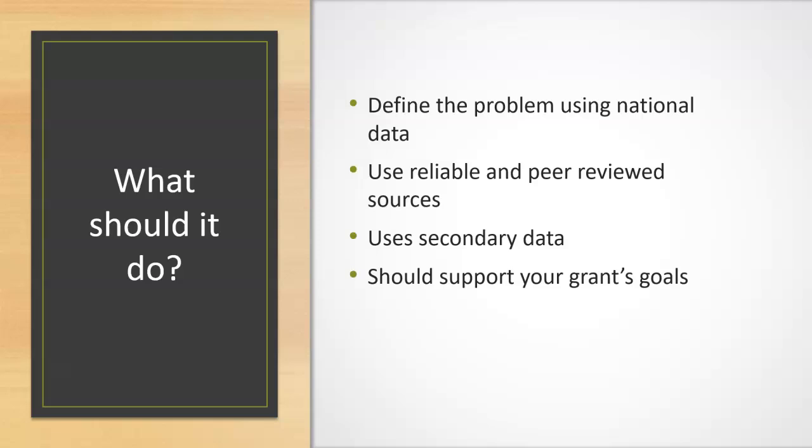So what it does is it defines the problem using national data. You have to use reliable and peer-reviewed sources, and we talked about that when we visited the library. You're using secondary data, and that means data that's been collected from someone else. And whatever you put in this paper should support the 2 grant goals that you have. And those grant goals come from the grant summary sheet.